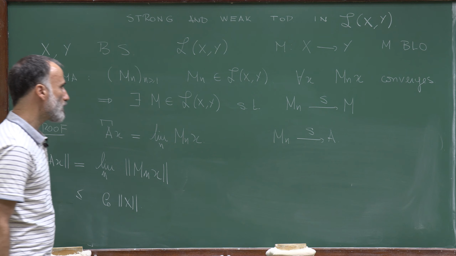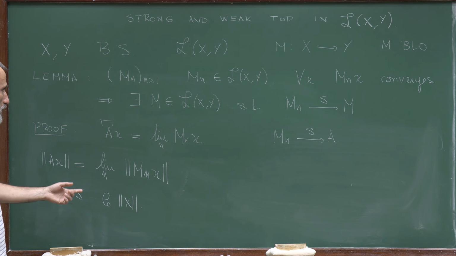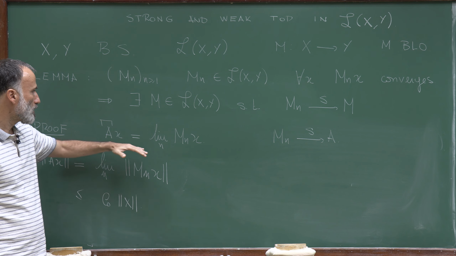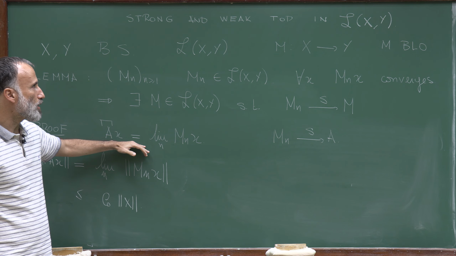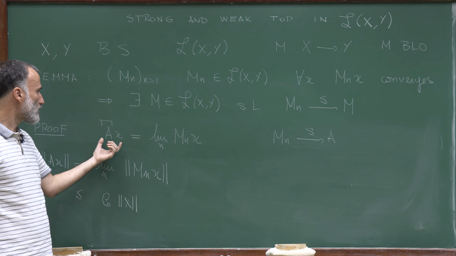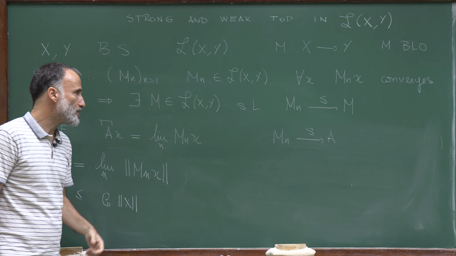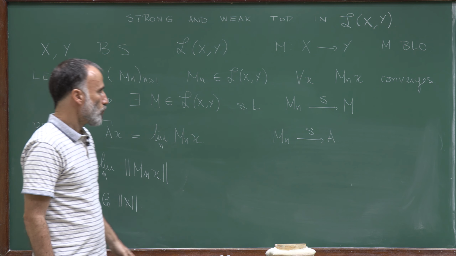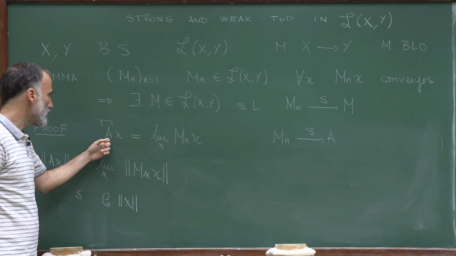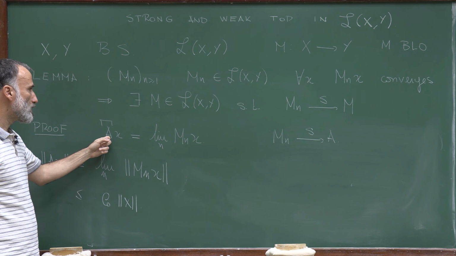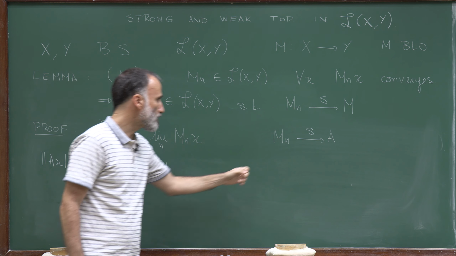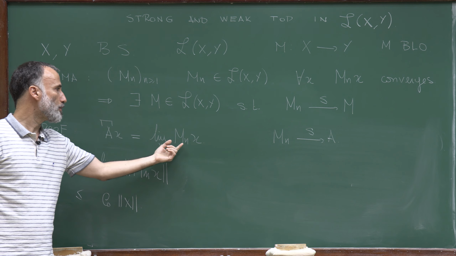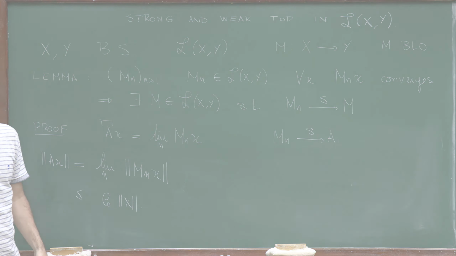And to prove that M_n converges strongly to A, we have to show that M_n x converges to Ax for all x, but this is part of the assumptions because we define Ax as this limit. So this completes the proof because we showed that A is a bounded linear operator and that M_n converges strongly to A, because for all x, M_n x converges to Ax.